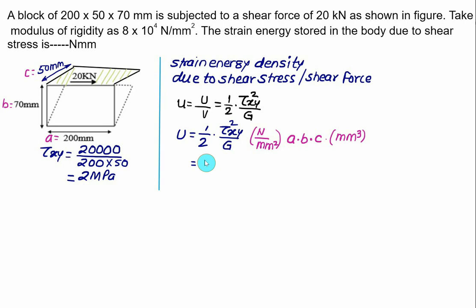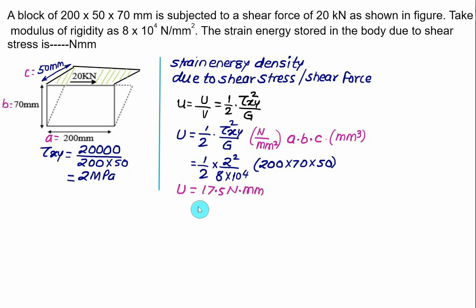So total strain energy is equal to 1 by 2. Shear stress equal to 2, that you take in megapascal, so we have 2 square. G you have to take in megapascal, that is the same as Newton per mm square, 8 into 10 to the power 4. And A, B, C, all these dimensions you take in mm. So we have 200 multiplied by 70 multiplied by 50. So total strain energy U will be equal to 17.5 Newton, and one of the mm will be left in the numerator, so it is Newton mm. 17.5 Newton mm.